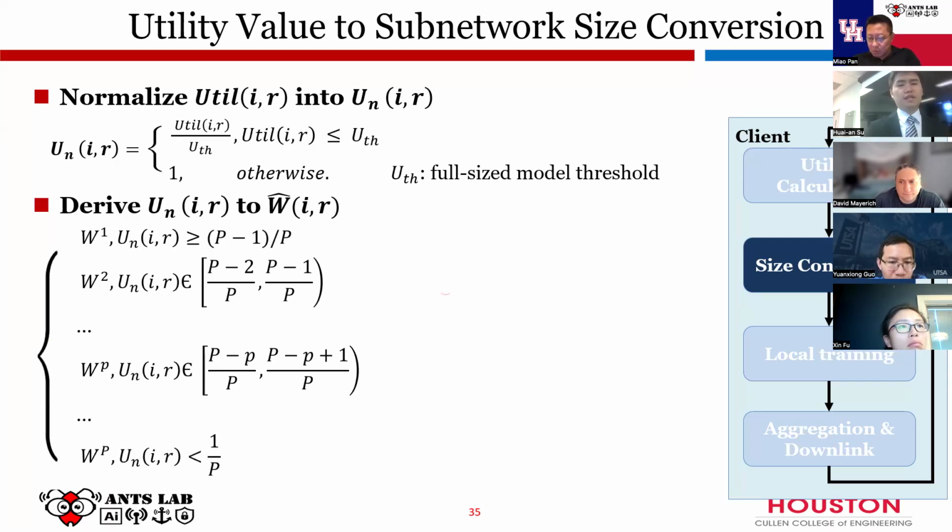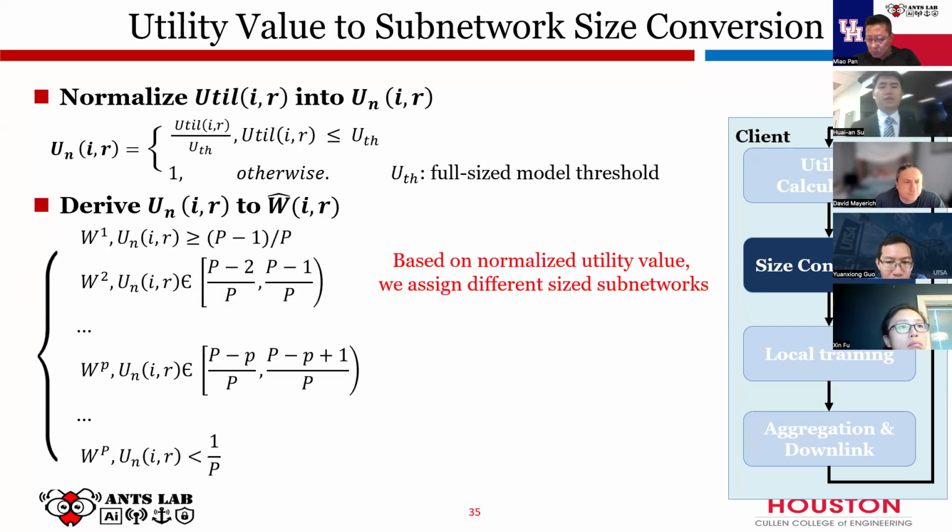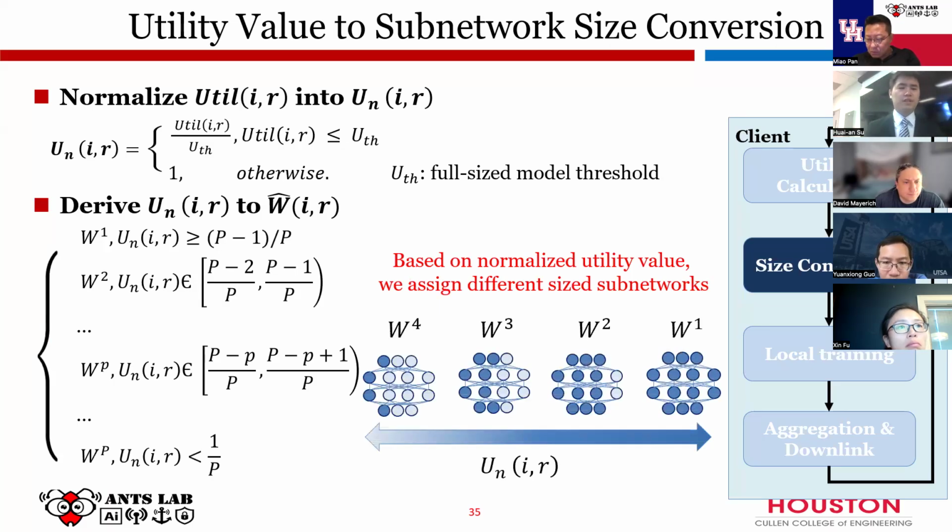We can see an example right here. Based on the normalized utility value, we assign different size subnetworks. As you can see here, we have the normalized UNIR from 0 to 1. In that sense, the lowest UN will get the smallest subnetwork size, and from that, we will go higher to W3, W2, finally W1. So this is how we get the actual subnetwork sizes of those devices.